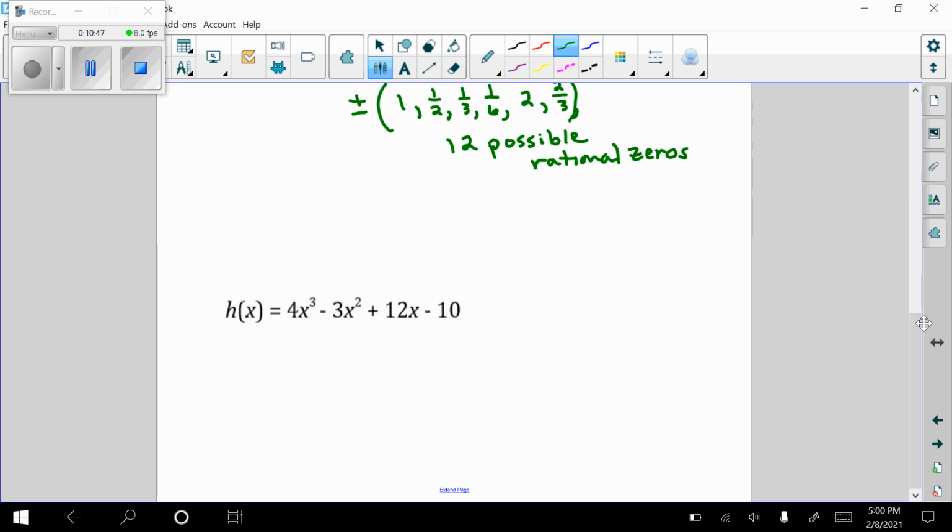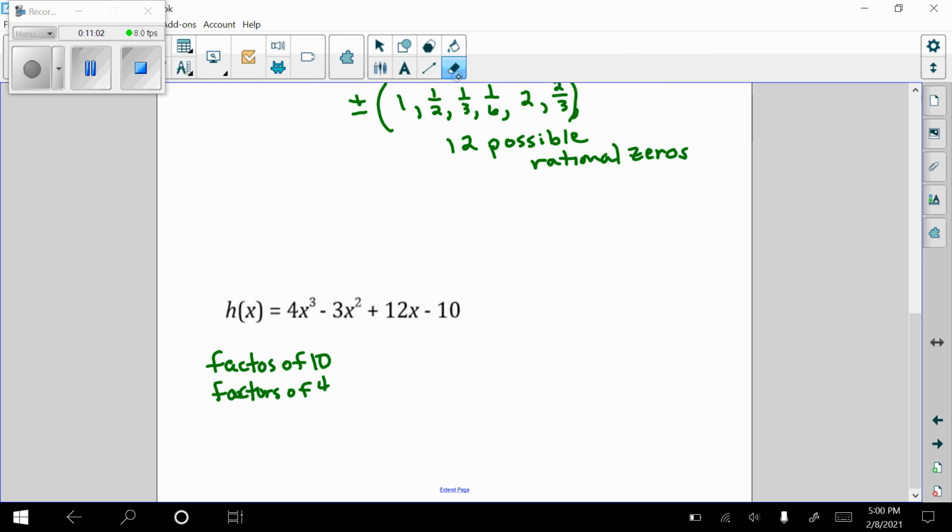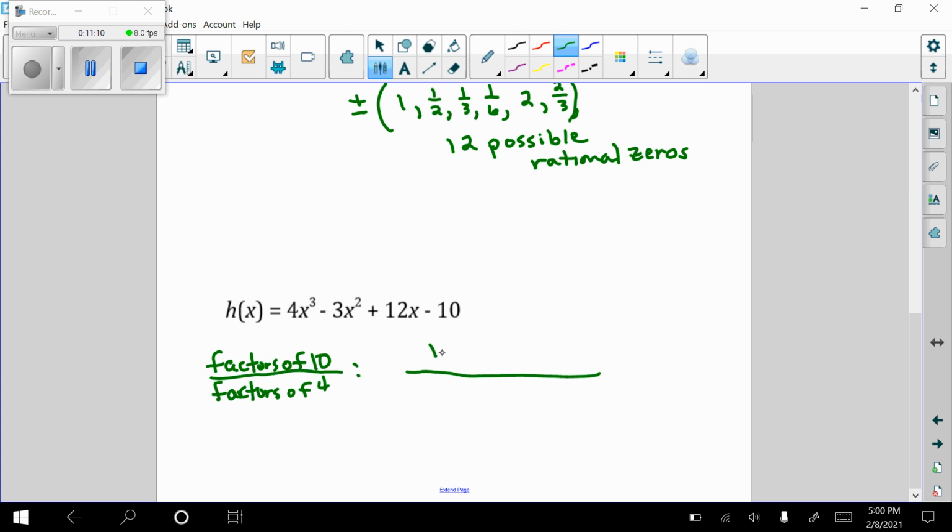All right, so for this last one, I got factors of 10 over factors of 4. Factors, forgot my R in there. So for 10, I've got 1, 2, 5, and 10. Positive, negative for all of those. And for 4, I've got 1, 2, and 4. So you can see if your numbers have a lot of factors, then you get a larger list.